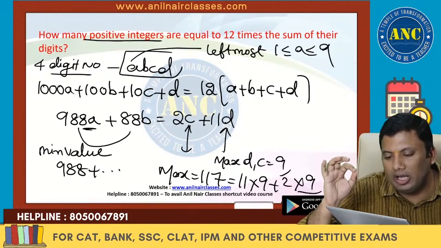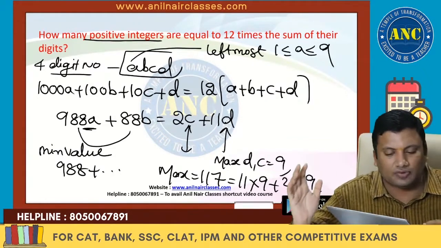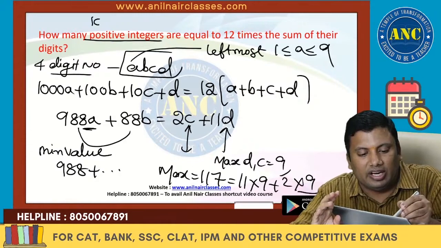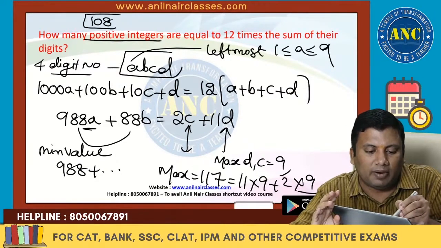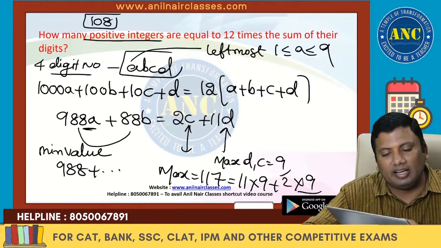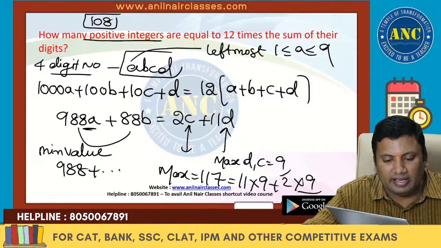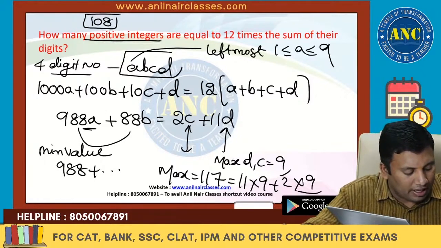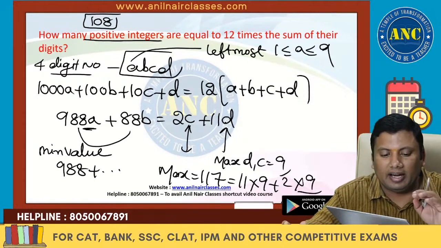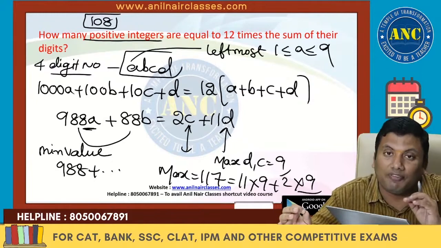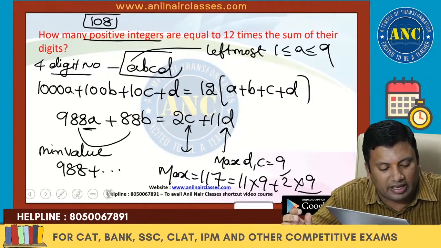The only positive integer which will satisfy this question is a 3 digit number, which is nothing but 108. 108 is nothing but 12 into 9. I hope the idea is clear. Idea clear, right? 4 digit number. A lot of good quality questions which we will take in our class.